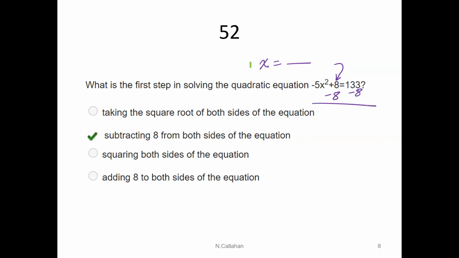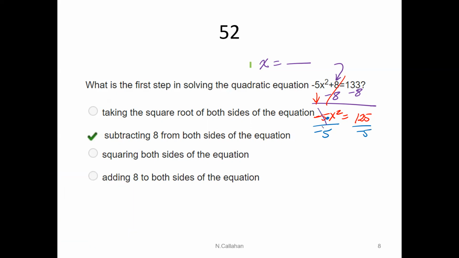So technically that will be my first step, but we're just going to finish the function. So that part cancels. You bring down that negative 5x squared, which is equal to, what's 133 minus 8? You guys have calculators. You tell me. And then I want to get the x squared by itself. So you see how it's a negative 5 times x squared? What's opposite of 5? Right? So then divide negative 5 on both sides.